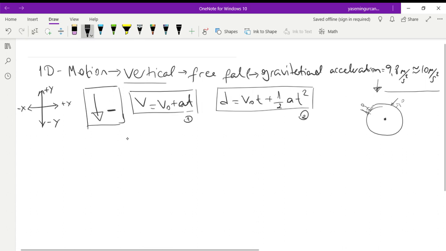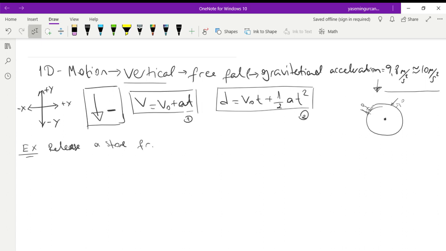So let's write an example here. Let's say you release an object, a stone, let's say, or a ball. It doesn't really matter what object you're releasing, from some height. Let's say it's 30 meters above the ground. And let's say you want to see what is going to happen after 1 second.